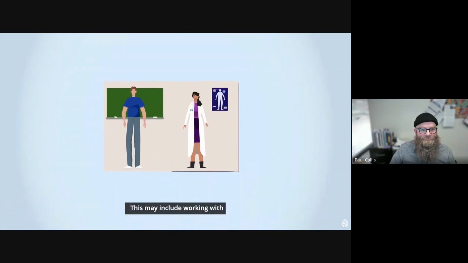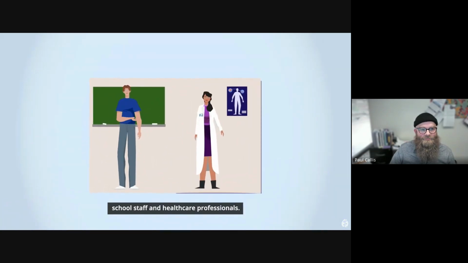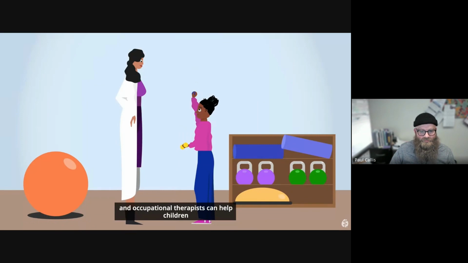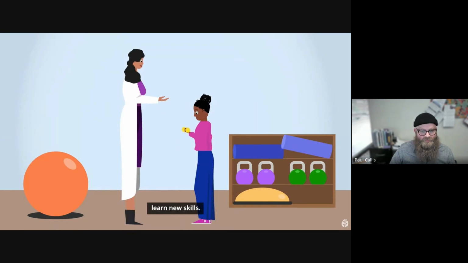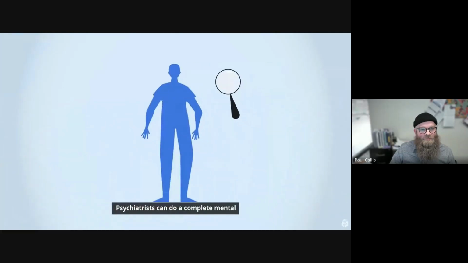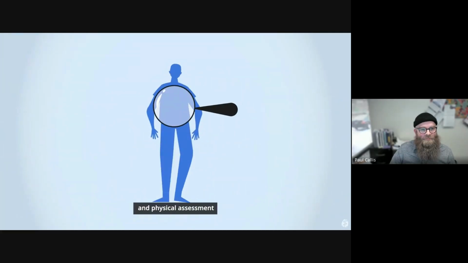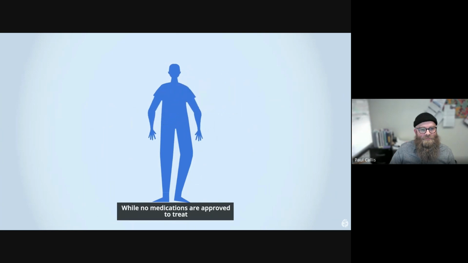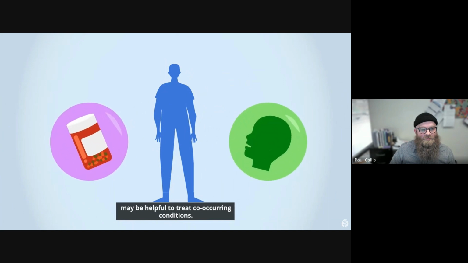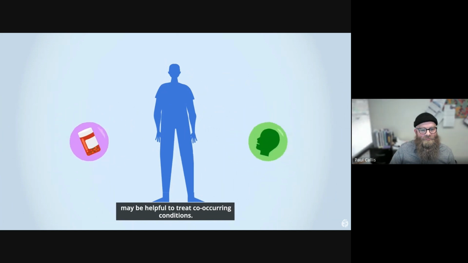This may include working with school staff and healthcare professionals. Speech therapists can help with critical skills for learning and self-expression, and occupational therapists can help children learn new skills. Behavioral therapies can help with specific symptoms. Psychiatrists can do a complete mental and physical assessment and can help manage symptoms. While no medications are approved to treat the core symptoms, medication and psychotherapy may be helpful to treat co-occurring conditions.